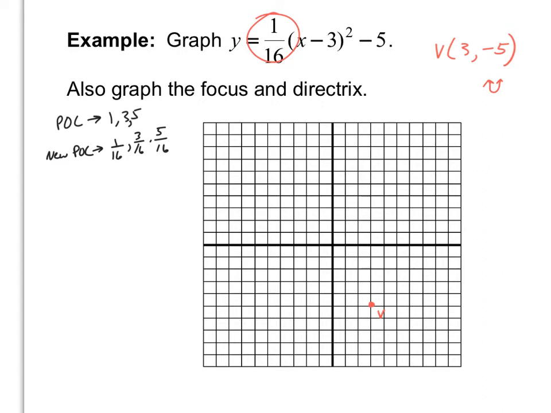I'll put a couple points on. If I start at my vertex and go over 1 and go up 1/16, and then go over 1 and go up 3/16, then go over 1 and go up 5/16, that is not a very steep parabola. And then, I know that I've got my axis of symmetry, which acts like a mirror line. So here's my axis of symmetry. So I can take those points and mirror them straight across and get a pretty good idea of what my parabola is going to look like. It's pretty flat. It's going to look like this.